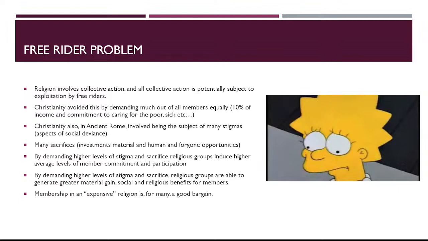Okay, so what Stark contends is that Christianity avoided in its early years the free rider problem by demanding a ton out of its members, right? 10% of income, this comes from Judaism, right? This idea that a tenth of the ephah of grain should be given to the temple, right? So I think it's out of Samuel, first or second Samuel, I can't remember which one.